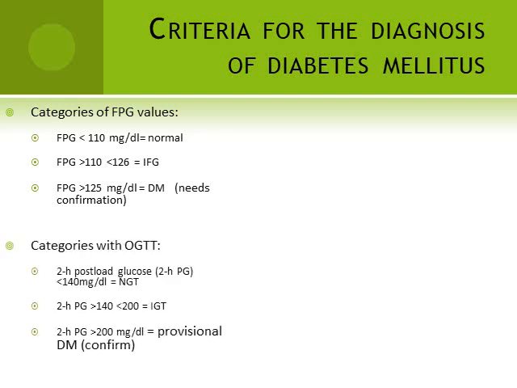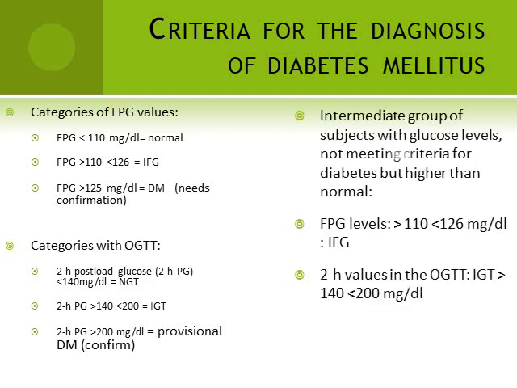The categories with the oral glucose tolerance test use the 2 hours postprandial glucose. If it is less than 140 milligram per deciliter, it is normal glucose tolerance, or the person is declared normal. And if 2 hours postprandial glucose is more than 200, the provisional diagnosis of diabetes is confirmed. And in between the two, previously it was known as impaired glucose tolerance, but nowadays it is very clearly said that it is pre-diabetes.